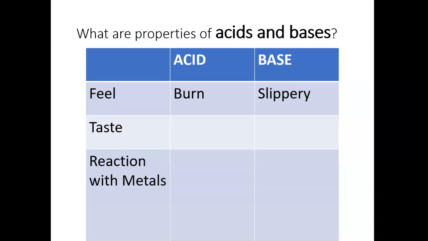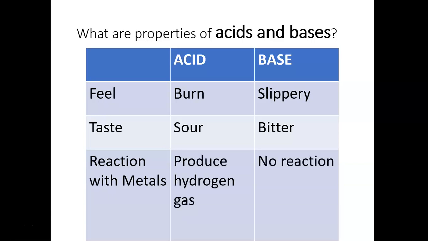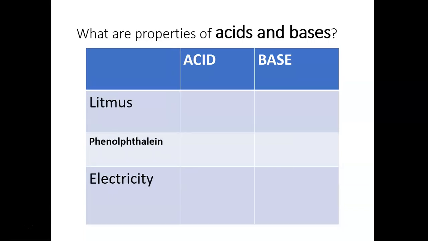Now, there are acids and bases that we eat. Obviously, we don't eat lab chemicals, but edible acids taste sour and bases taste bitter. And as far as their reactions, acids have a very characteristic reaction with metals. They produce hydrogen gas, whereas bases have no particular reaction with metals.